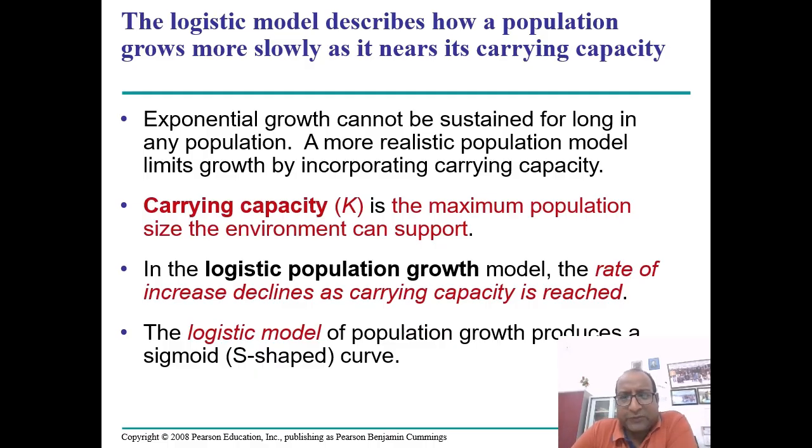So the carrying capacity is the maximum population size the environment can support. And if chaos occurs, there may be a chance that some collision occurs, some collapse happens, and everybody dies or everybody moves out of that room. So it applies to the population also.